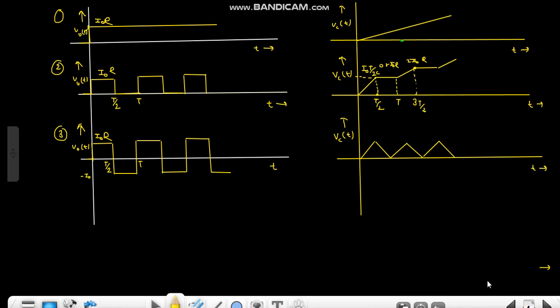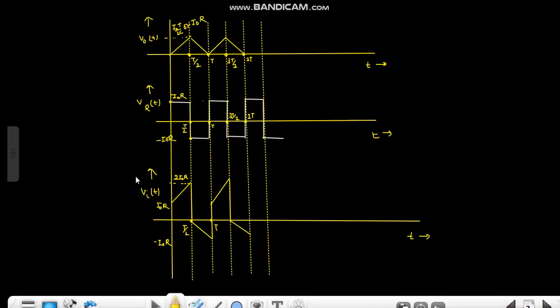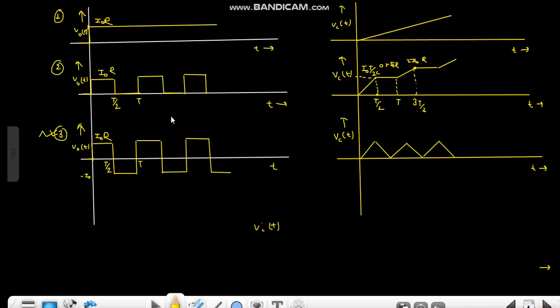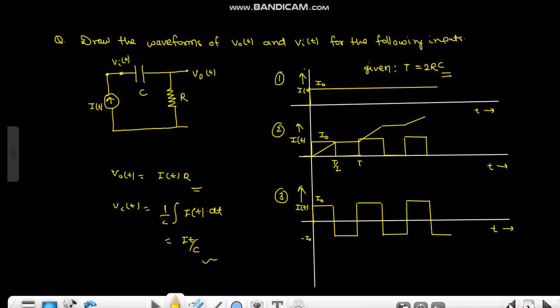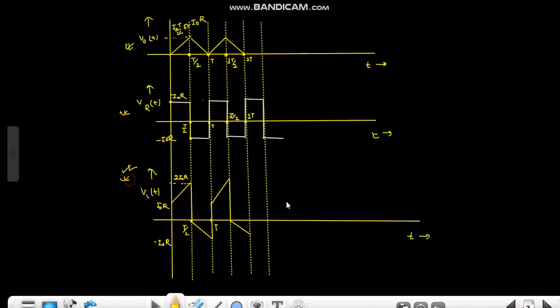Okay, now we have to draw VIT. So for the first input we need to add it, so I don't think I need to draw the waveform here. You can simply see the waveform would start from I naught R and will keep on increasing. Okay, and for this input, you think how would the waveform look like? It would be the same only, because what you did here, you simply add these two only, and here you need to add these two only. Okay, so it will be the same like the previous one, like this one.